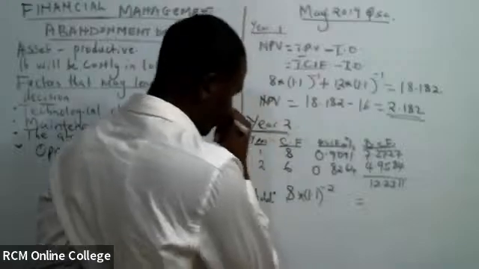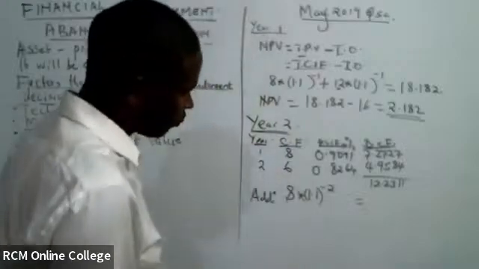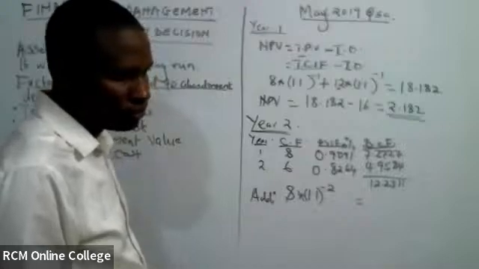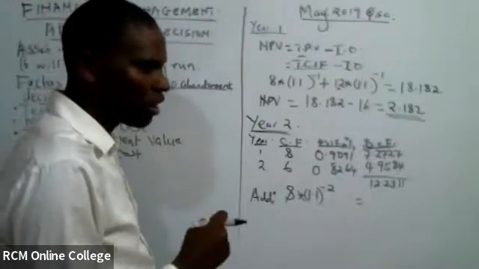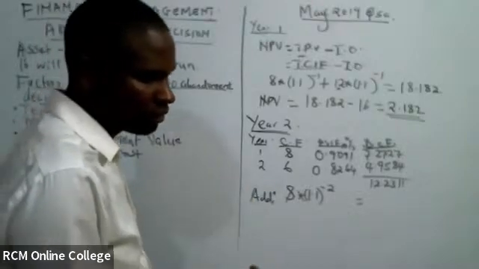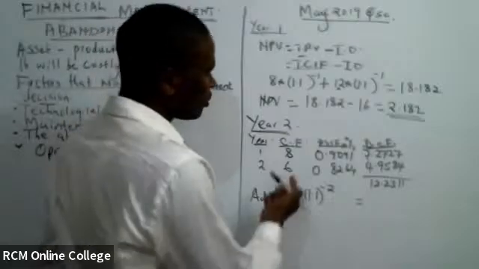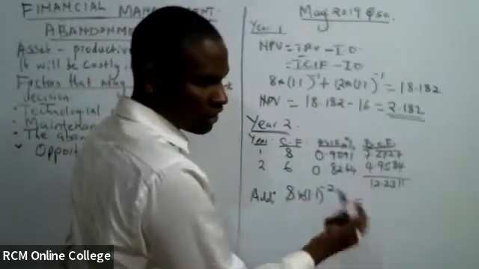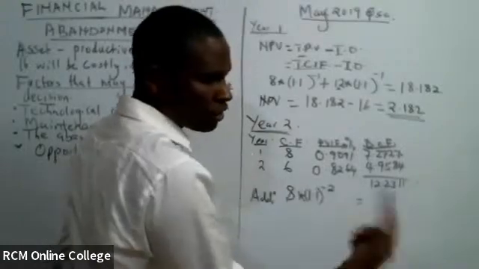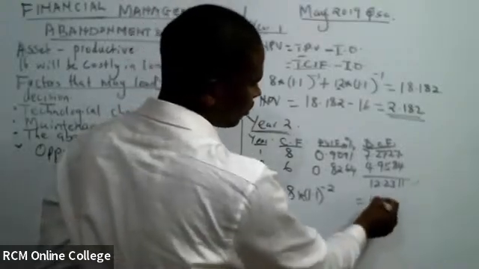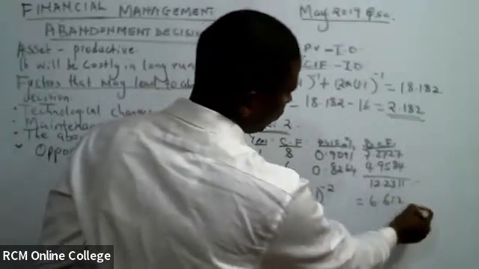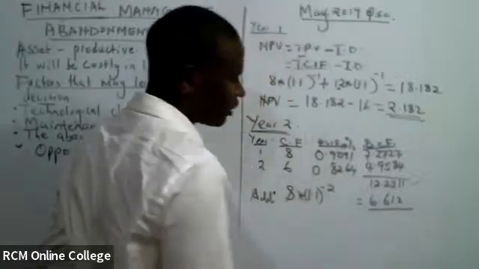So itakuwa ngapi? We are abandoning in year 2. And that is where now the difference is coming in. So for year 3, I'll not just even repeat this. Sitashinda nikirudia hizi vitu zote. I'll just pick this cash inflow, niongeze ya year 3. 6.612.